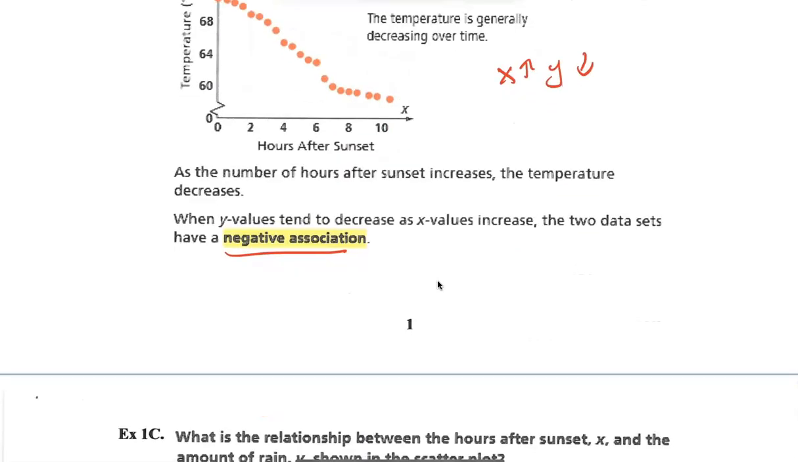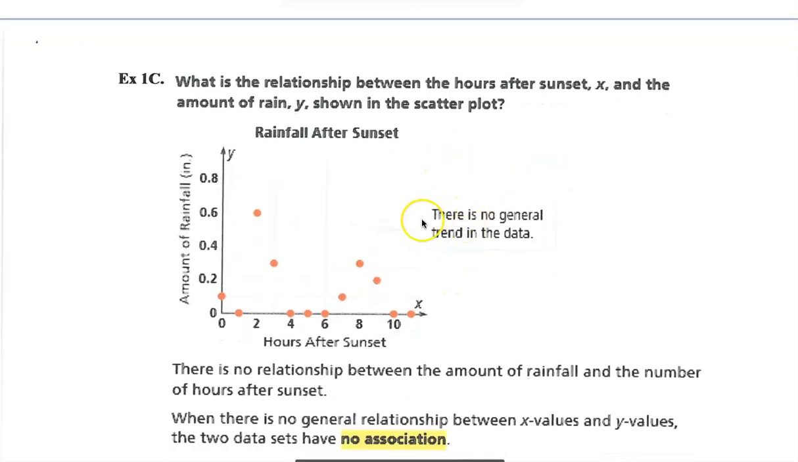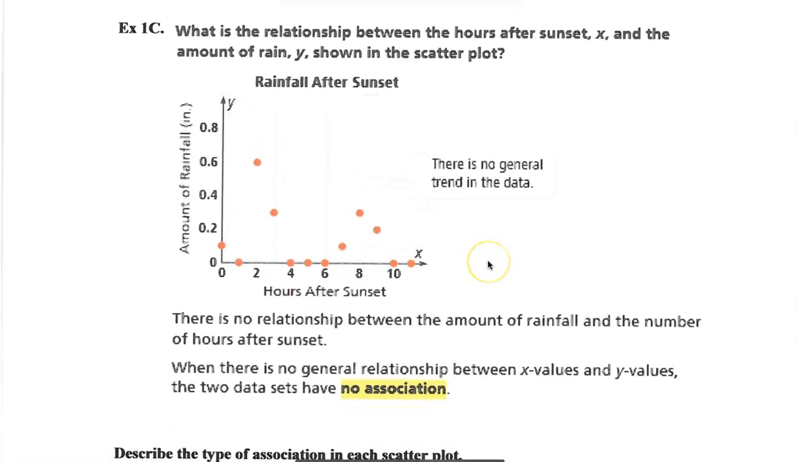And then sometimes we have no correlation at all. There's no general trend to the data. So in this case, it's rainfall after sunset. So the hours after sunset and the rainfall, there's no correlation. Sometimes it's a lot if it's raining that day, sometimes there's no rain that day. There's no correlation. We call that no association. So those are 3 ones.